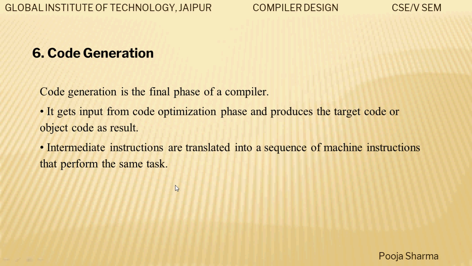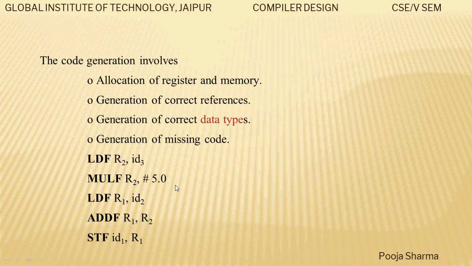Next is code generation. Code generation is the final phase of a compiler. It gets input from the code optimization phase and produces the target code or object code as a result. Intermediate instructions are translated into a sequence of machine instructions that perform the same task. Code generation involves allocation of registers and memory, generation of correct references, generation of correct data types, and generation of missing code. These are the steps involved in code generation, and this is an example of code generation.